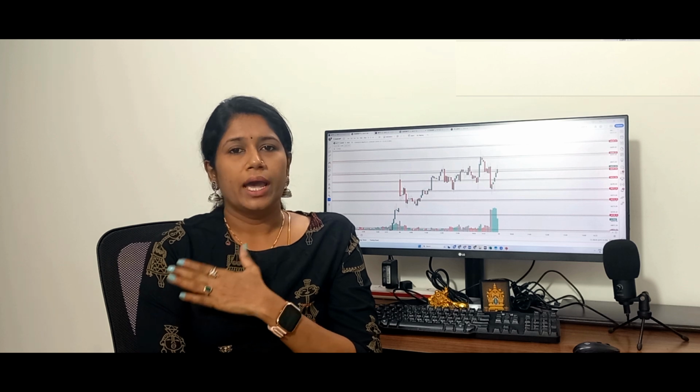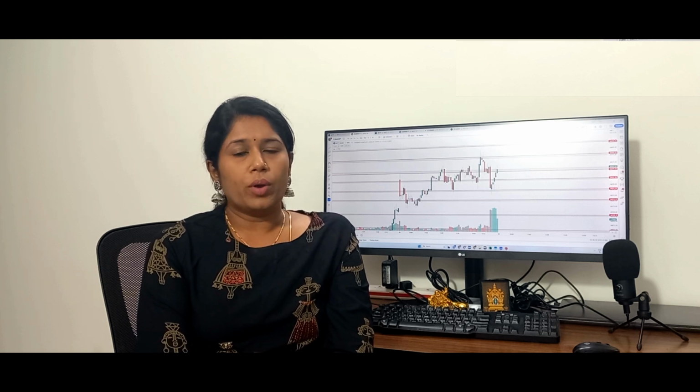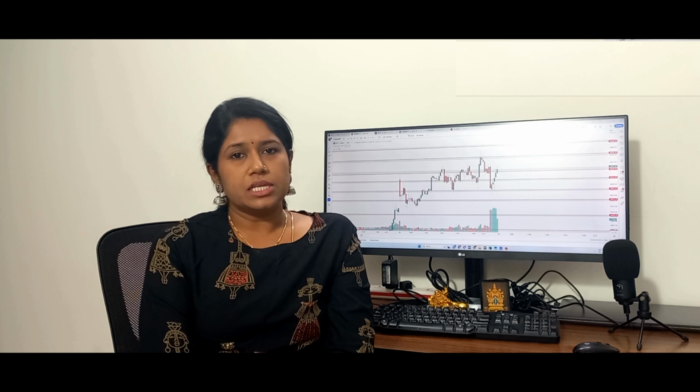Symmetrical triangle means price is in the consolidation phase. So either way we will get the breakout or breakdown. Ascending triangle is a bullish pattern and descending triangle is the bearish pattern. So we can look at how we can trade and how these patterns are formed.